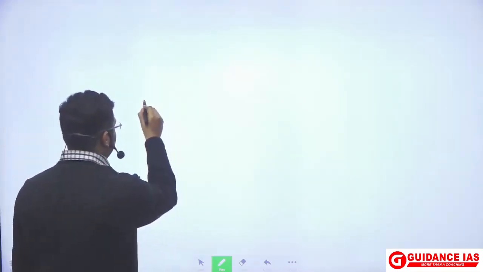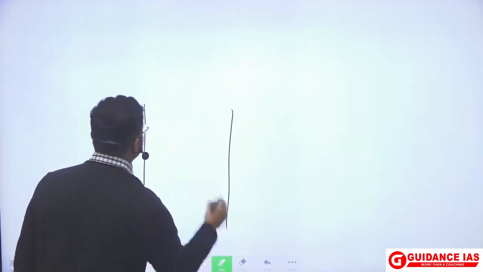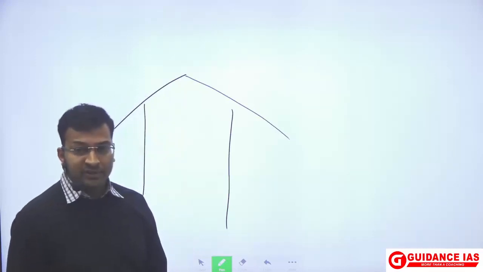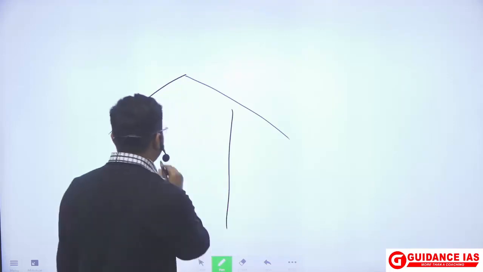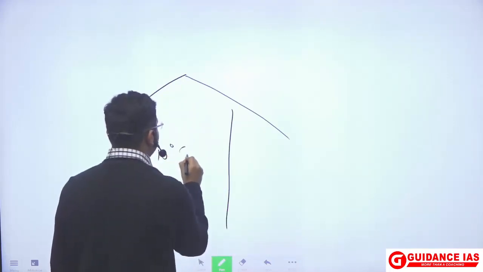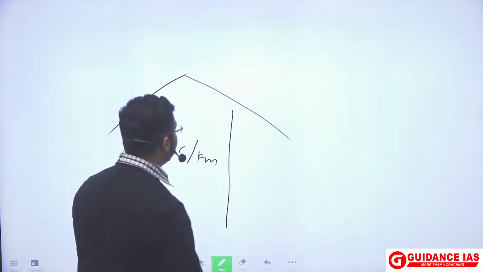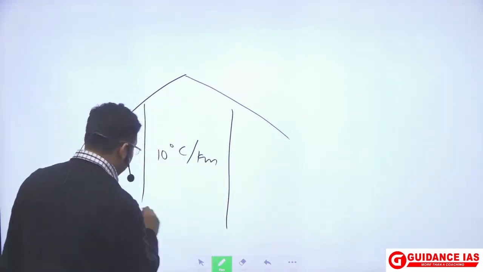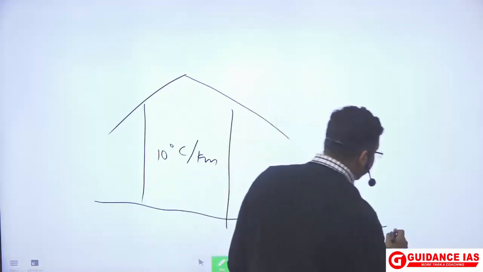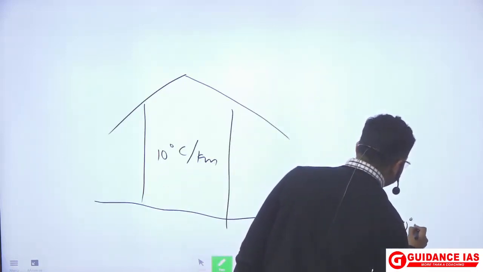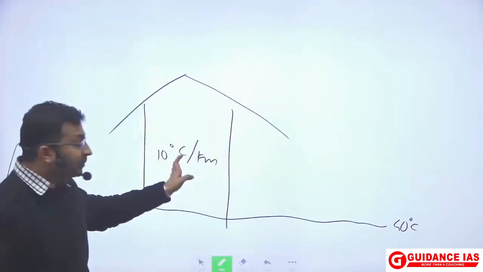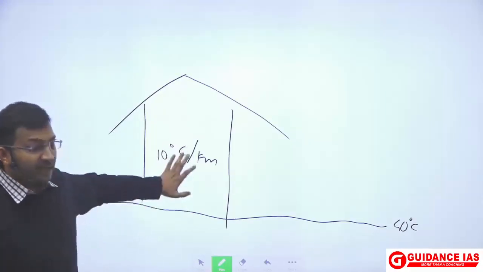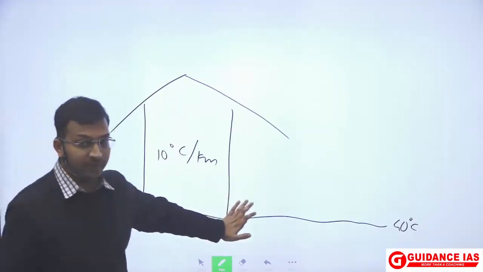Suppose there's an air mass having a dry adiabatic lapse rate higher than the normal lapse rate of the surrounding. Let's say its lapse rate is 10 degrees Celsius per kilometer. This is the ground surface. Its temperature is, let's say, 40 degrees Celsius, and the dry adiabatic lapse rate of this air mass is around 10 degrees Celsius per kilometer.